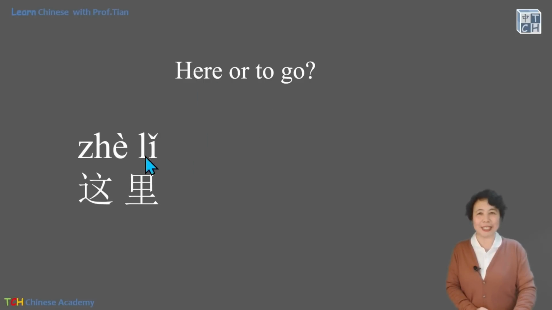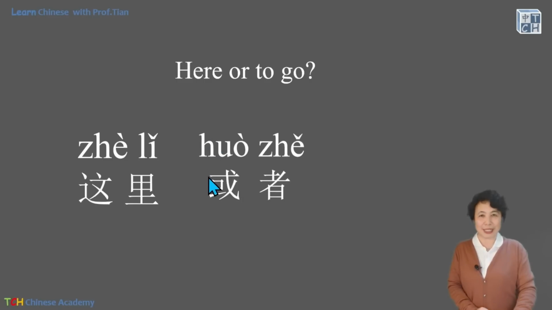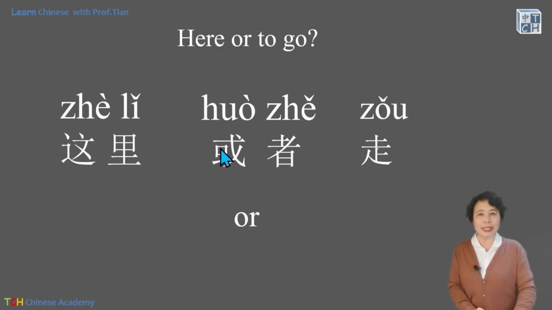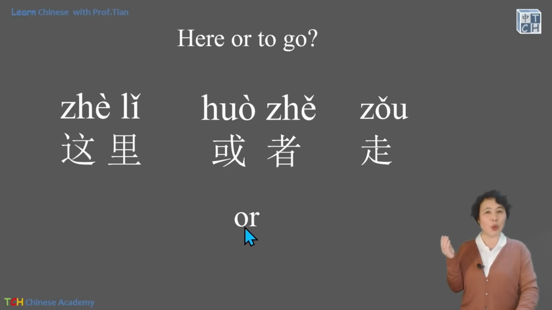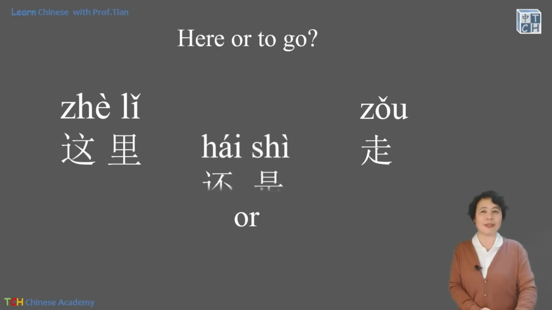Now let's see. Here is 这里, and or is 或者, and to go, that is 走. Can I translate here or to go as this? And the answer is no. These are totally wrong. And the Chinese is not at all like this. Okay, I'm going to explain why this translation is wrong. This or cannot be translated into 或者 because in English, both in a sentence or in a question, you can use or. But in Chinese, in a statement it is 或者, and in a question, or is 还是.